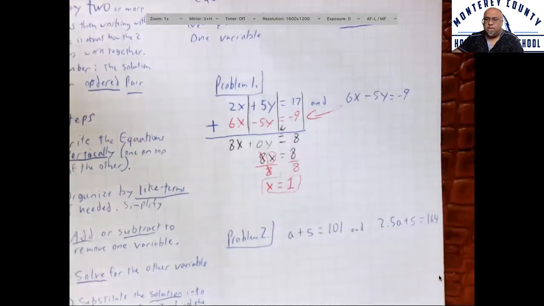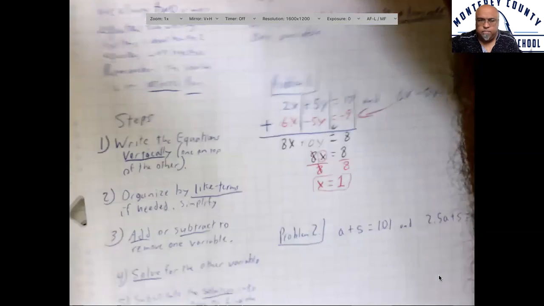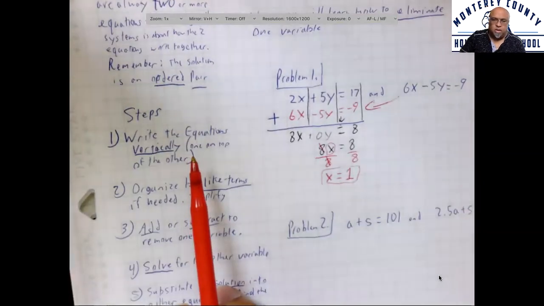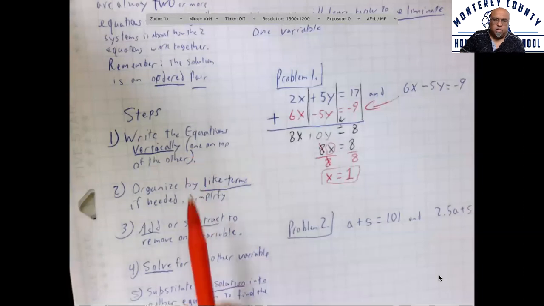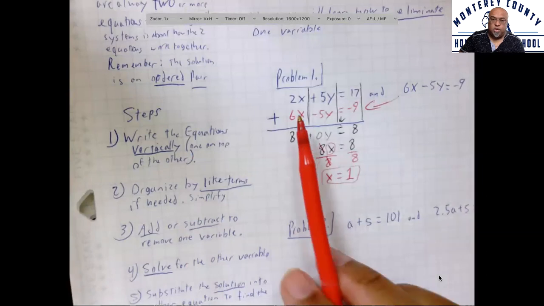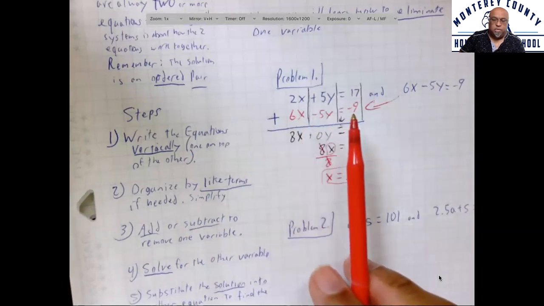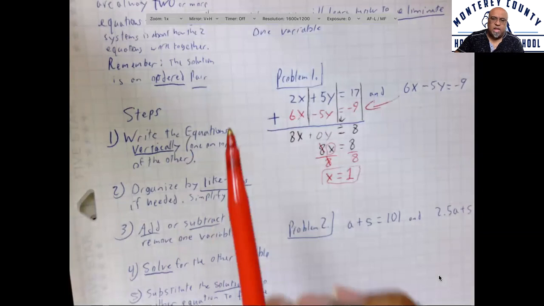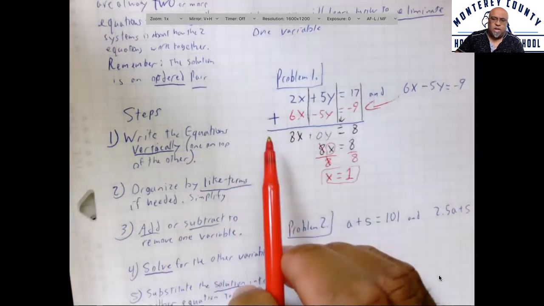Okay, now let's compare to the steps here. We wrote the equations vertically, put one below the other. We organized them by like terms, which actually was already done for us, so that was very helpful. Thank you, Math Book, for putting them that way. We added or subtracted to remove one variable. Now in this case I added. Let me see why I added.